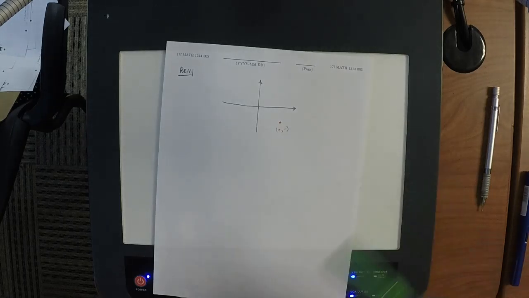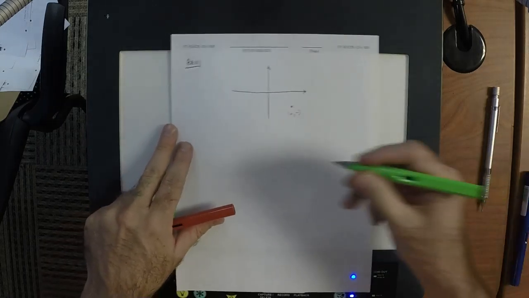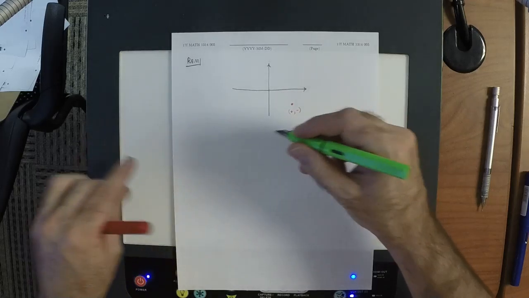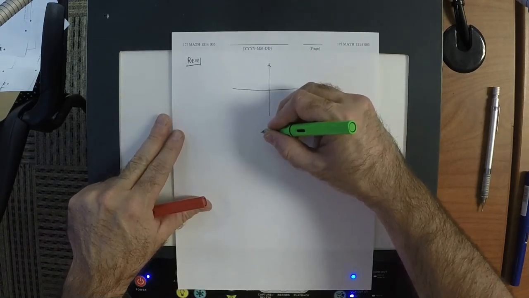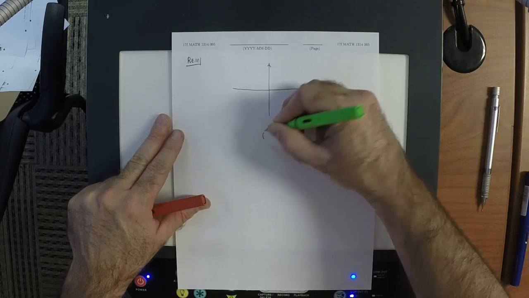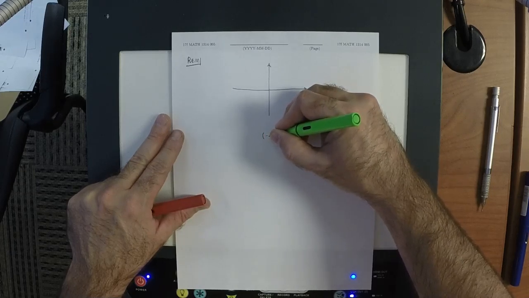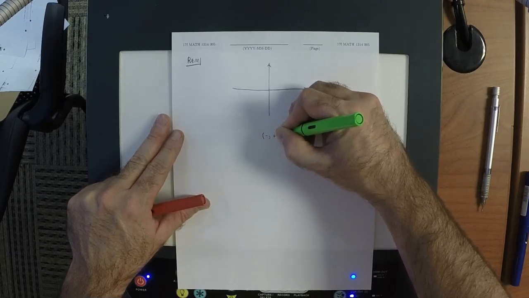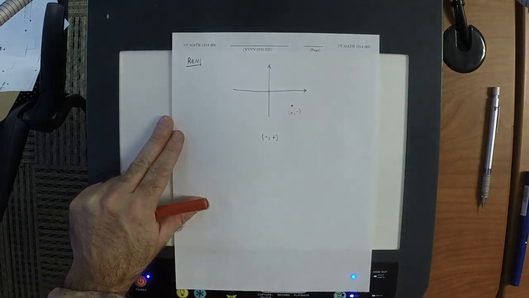Now, I want you to show me. Don't say it out loud. Don't blurt it. Let everyone figure it out. Where would it be the case that we find a point that has coordinates where the first one is negative and the second one is positive? So don't blurt it out. Figure out where it is.